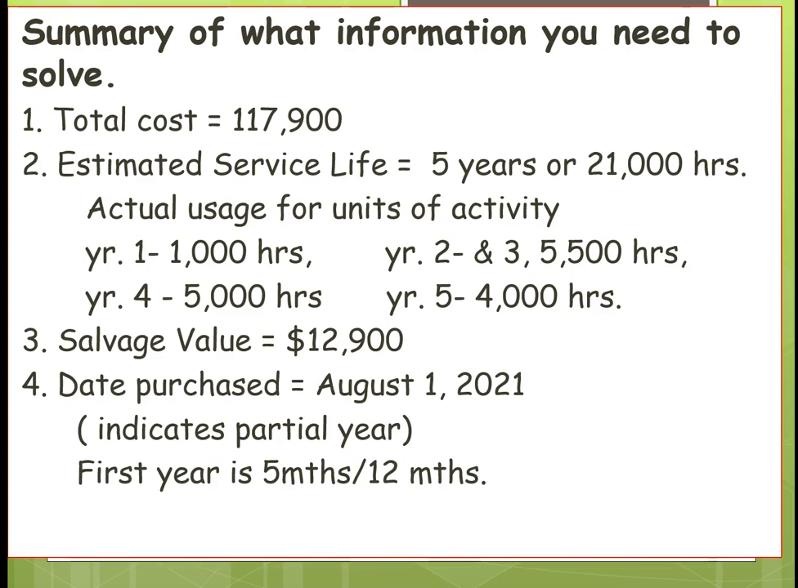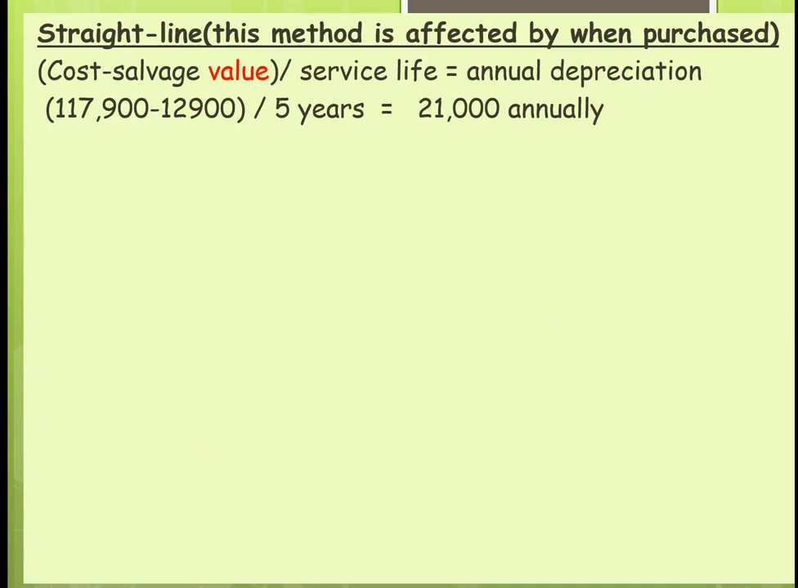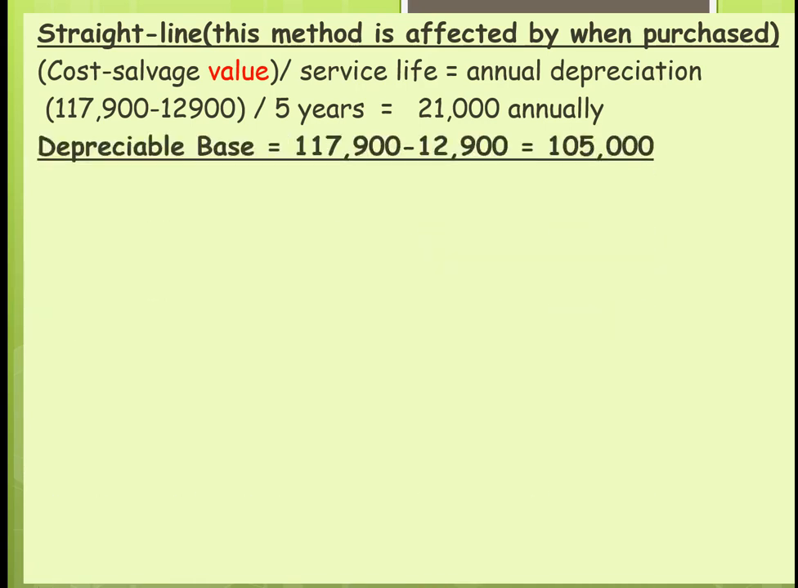So now let's look at straight line. What's the formula? It's cost minus salvage or residual value, divided by service life. That always gives you annual depreciation. To get monthly, you divide by 12. Then to come up with an annual rate in our example, it's 21,000. That would be used if and only if we are going to have a full year. Also, you need to remember your depreciable base, because this is the maximum amount that you can allocate over the life of the asset.